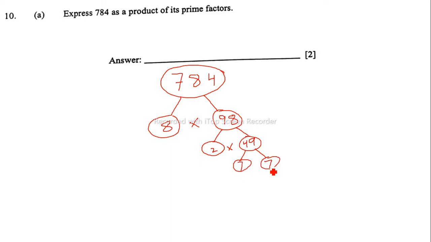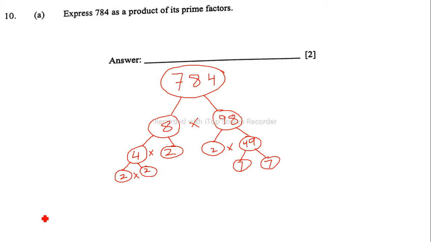So that means that 49 is a perfect what? Square. And then with 8, it's going to be 4 times what? Two. And then we have to break this down still. So this is 2 times 2.